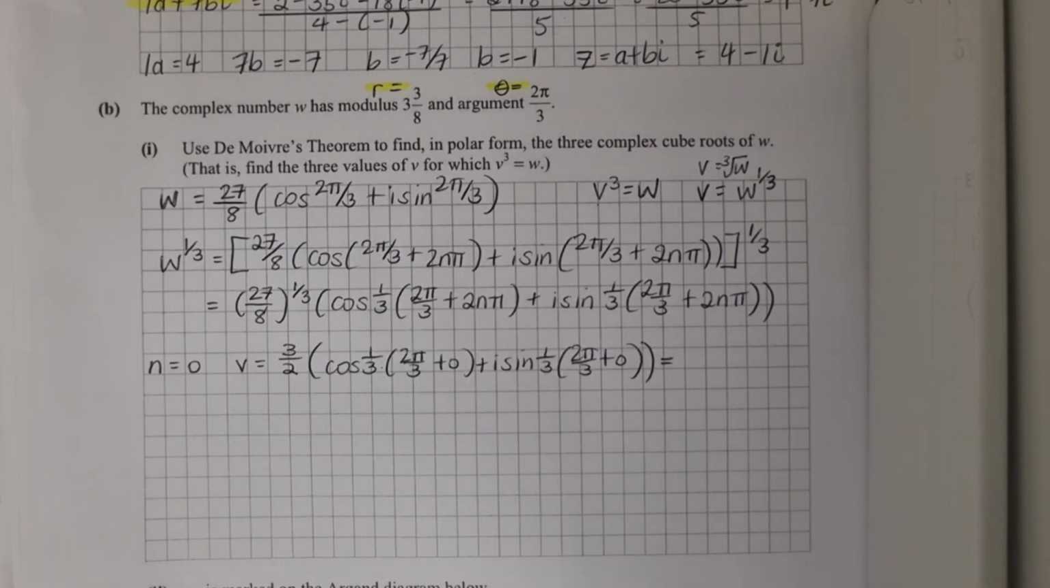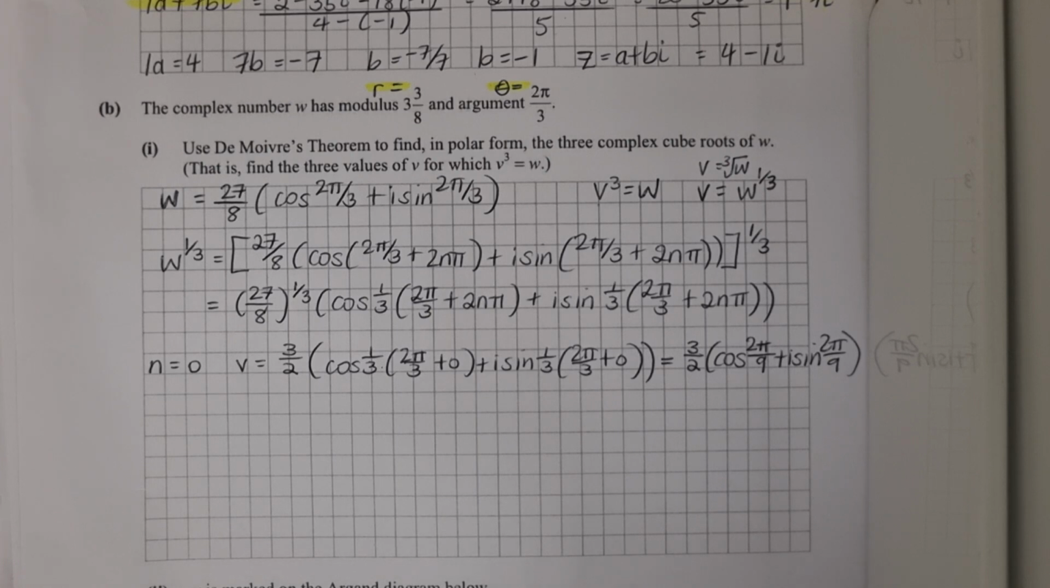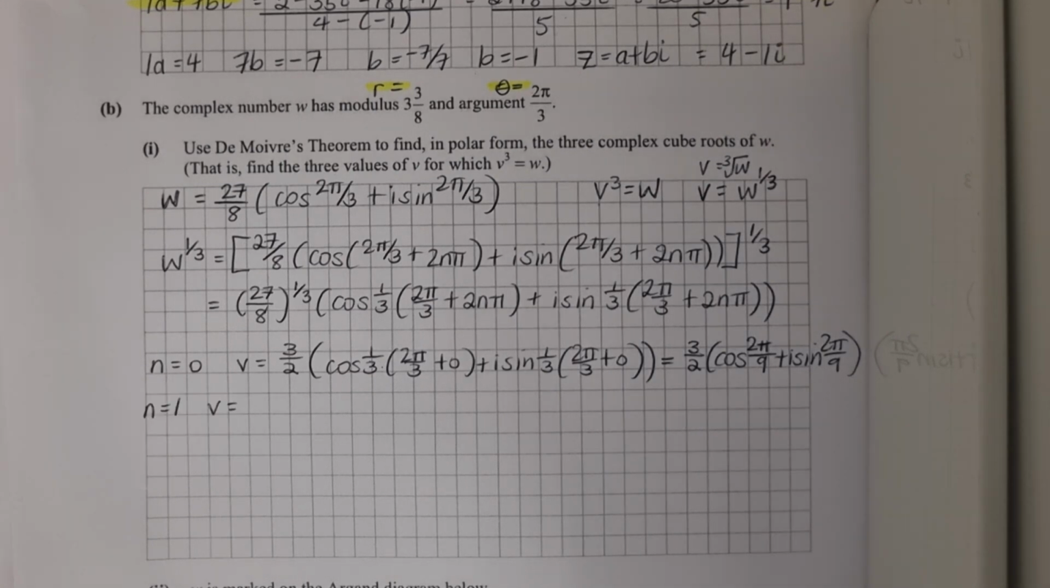So I've put in 0, I'm going to tidy it up. So for that first guy, I've got 3 over 2 cos 2 pi over 9 plus i sine 2 pi over 9. Don't forget, whatever you get as the argument for cos should be the exact same as the argument that comes after sine. On to n equals 1.